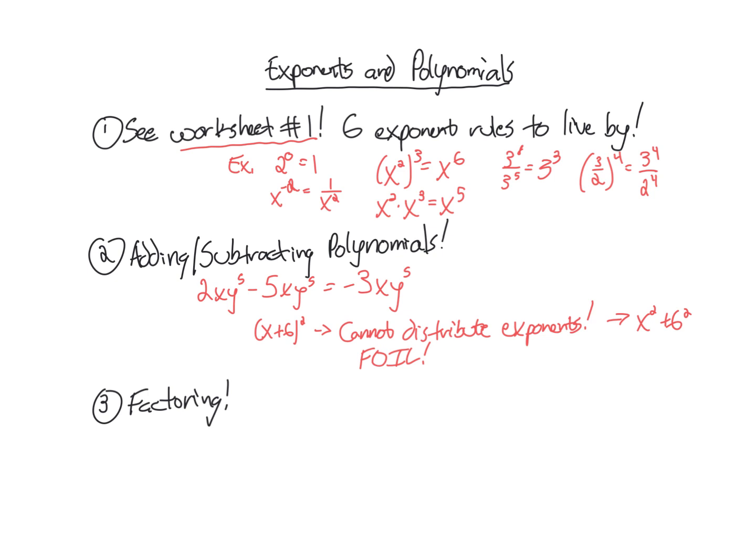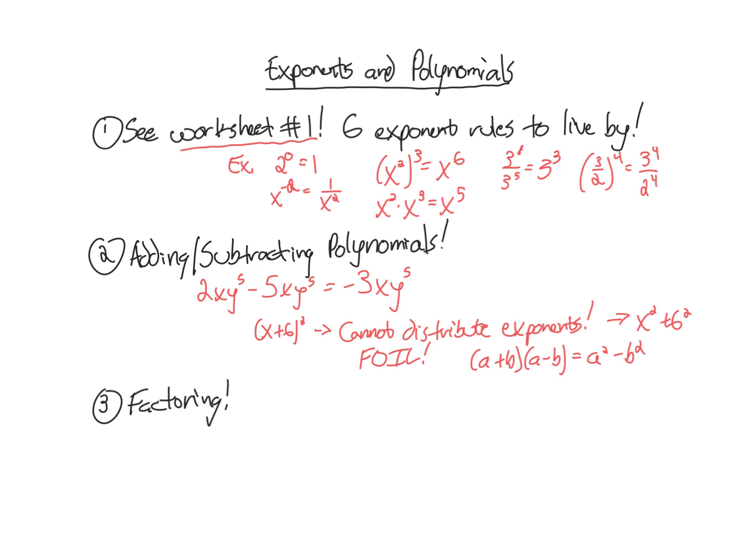We looked at special foiling patterns, perfect square foiling, and difference of squares. So that was things like a plus b times a minus b. What does that FOIL to? We know the middle terms cancel out. We had a squared minus b squared. That's an important one because that pattern is going to help us when we factor. So we spent a lot of time working on the foiling, making sure if we're adding and subtracting, they have like terms. So go back and look at those. Those were worksheets 2 and 3.